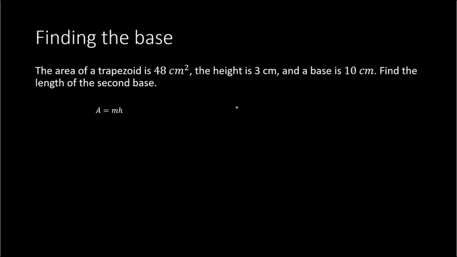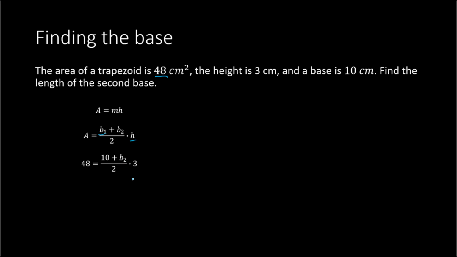trapezoid is the median times the height. And the median, remember, is the average of the bases. So if we have base 1 plus base 2, divide by 2, that gives us the median. So from here, we just plug in different numbers into this formula. So area is 48. We plug a 48 in for A. The height is 3. We plug a 3 in right here for H. And then one of the bases is 10. We can plug that in for base 1, or B1, right there. If you plug those numbers in, we have 48 equals 10 plus base 2 over 2 times 3.